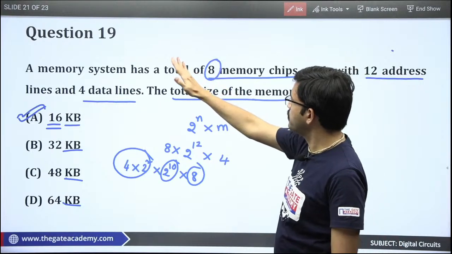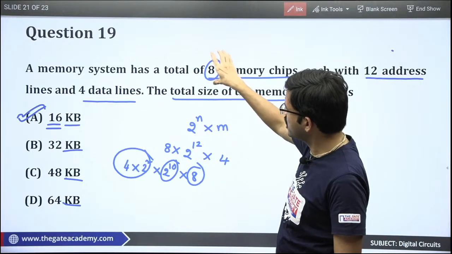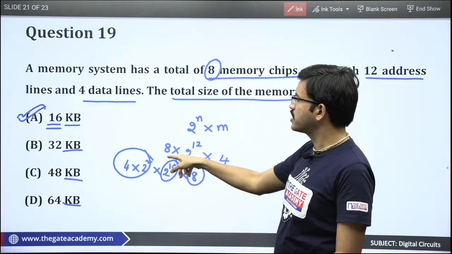If you don't have 8 memory chips, then this is the formula. But here they have mentioned 8 such memory chips you are having. That's why you have to multiply with 8.